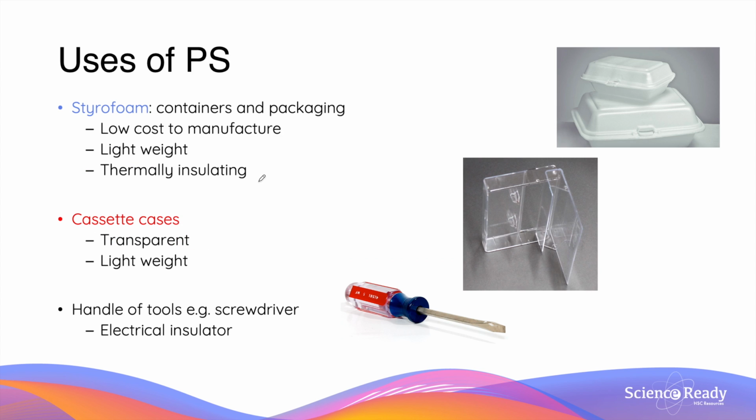Polystyrene is used in a variety of applications. The most common use is in styrofoam. This is foam found in food containers and packaging, as shown in the picture here. This is mainly due to the fact that polystyrene has a very low cost when it comes to production. It is lightweight and it is thermally insulating, so it's good for food storage.